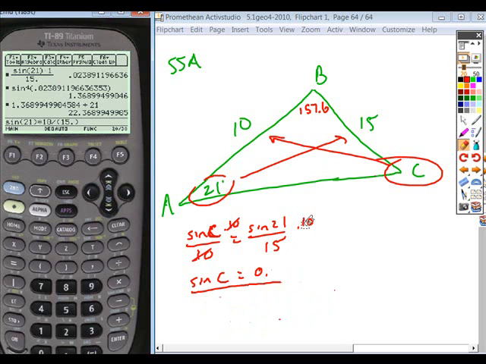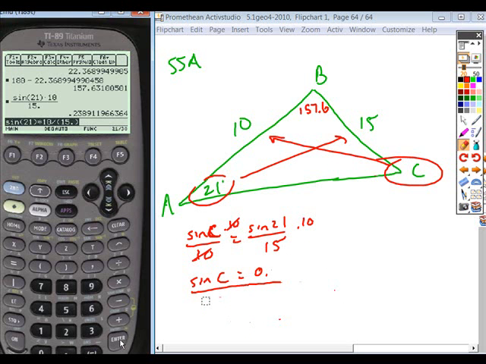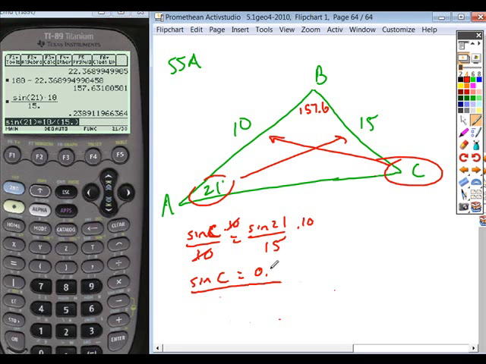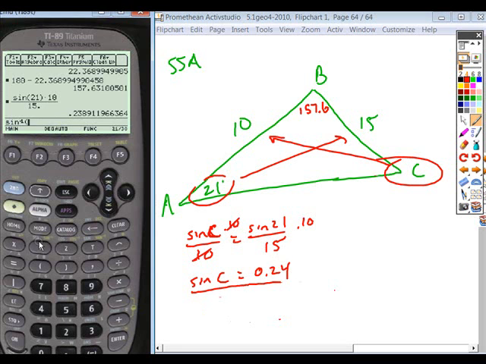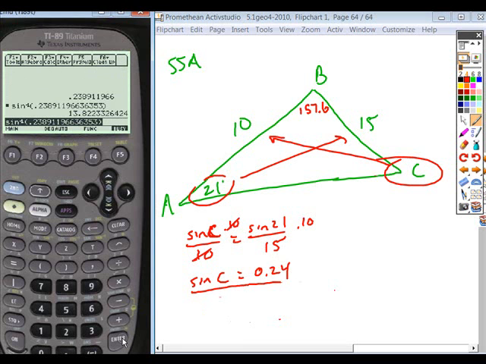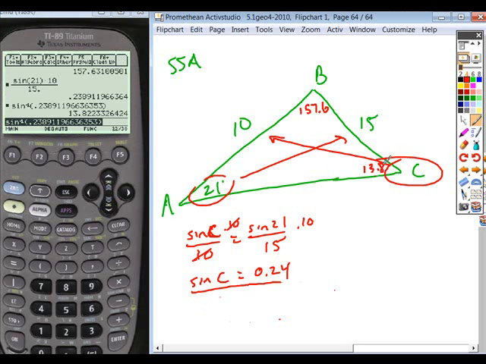All right, so sine of 21 times 10, all divided by 15. Okay, so you should get 0.24 approximately. Now we can take the inverse sine of that. Okay, and so you get 13.8 as your angle. All right, so if we take the inverse sine of that ratio, we get 13.8, which again confirms we're looking for the angle measure that's smaller than 21 degrees.